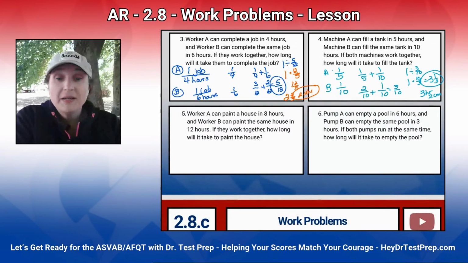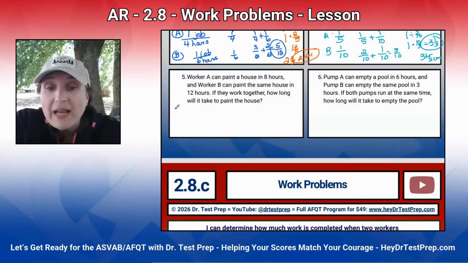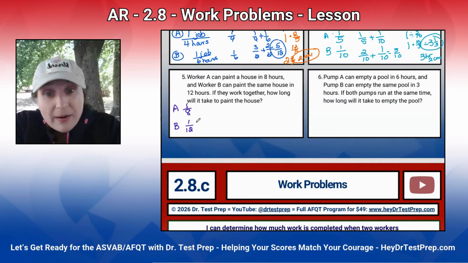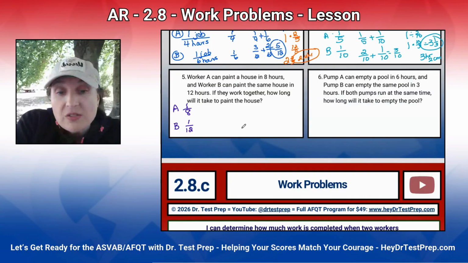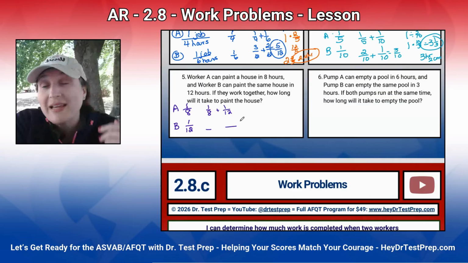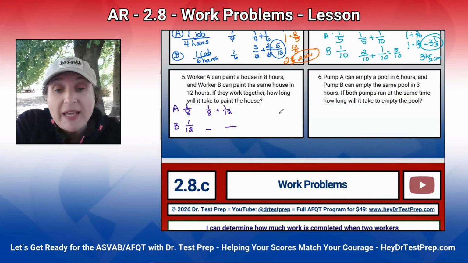Worker A can paint a house in 8 hours. So every hour, worker A is doing 1/8 of a house. Worker B can paint the same house in 12 hours. So every 1 hour, worker B is painting 1/12 of the house. So if they work together, how long does it take to paint the whole house? So we've got 1/8 and 1/12. In another video, we talked about how 8 times 2 is 16 and 12 can't go in, but 8 times 3 is 24 and 12 can go into 24.